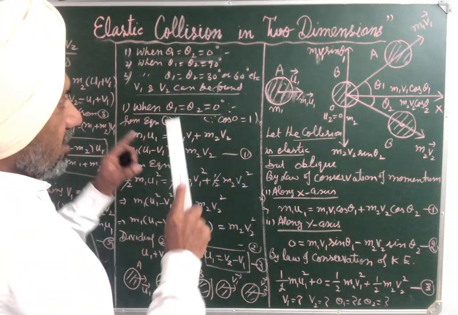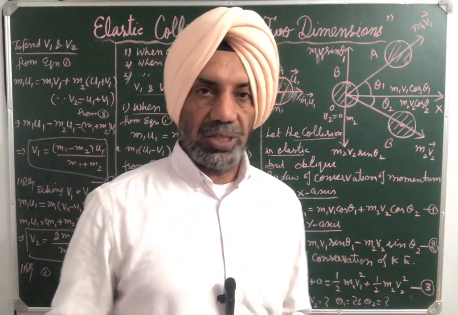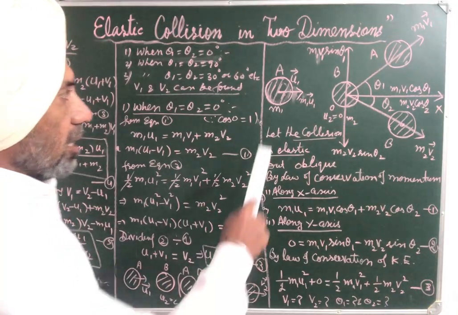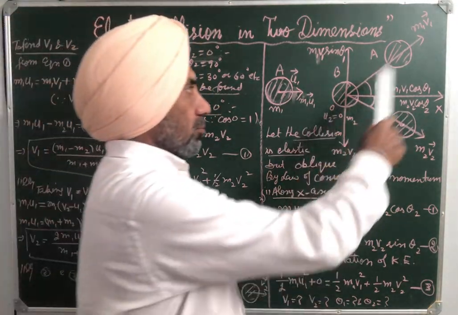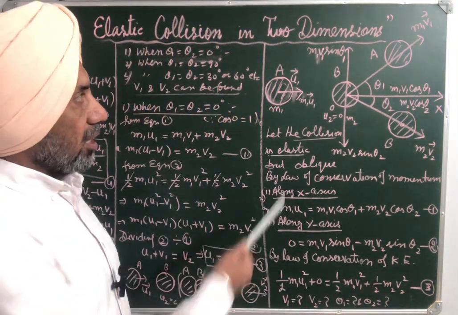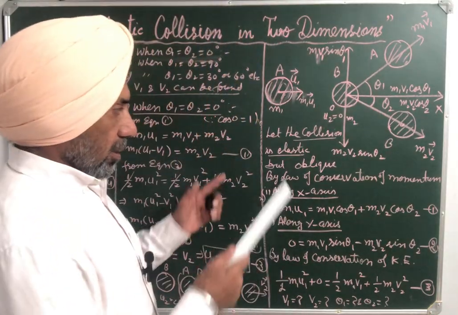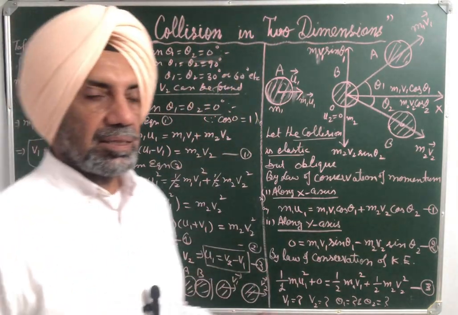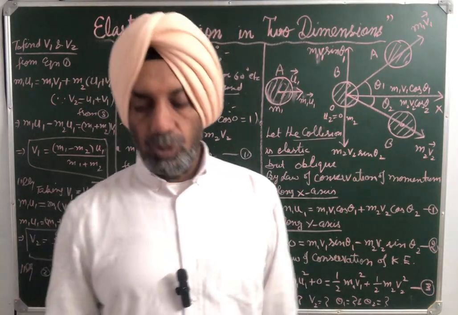So this is elastic collision in one dimension as well as in two dimensions, and one dimension is a special case. This is elastic collision in two dimensions. When bodies move in different directions in a plane after collision, such a collision is said to be an elastic collision in two dimensions. Both momentum and kinetic energy remain conserved. This is all about elastic collision in two dimensions.